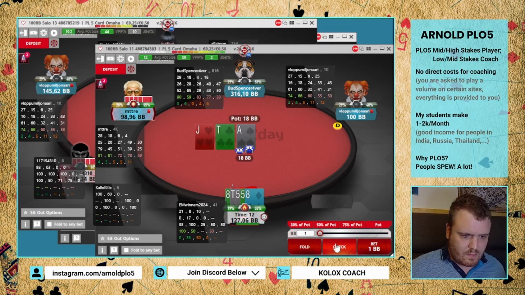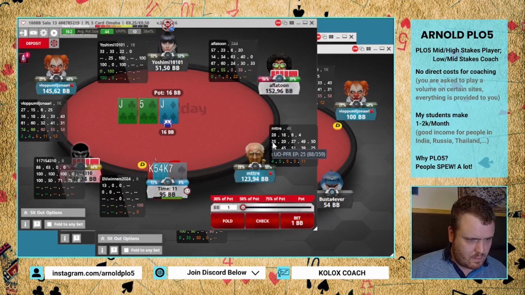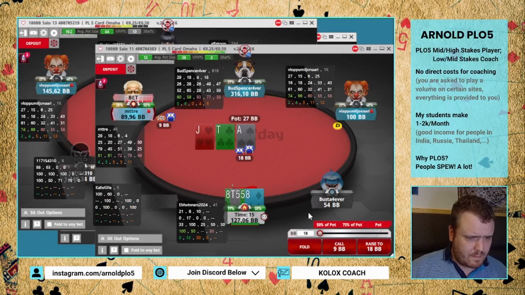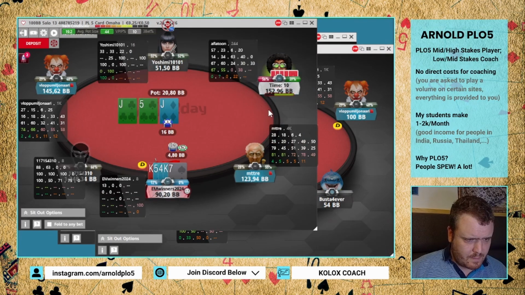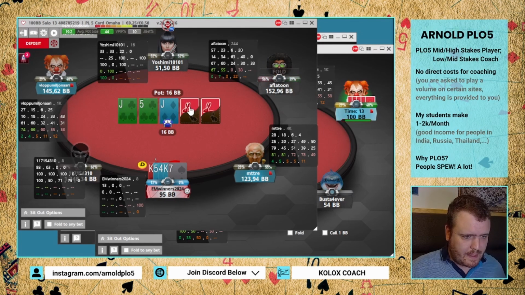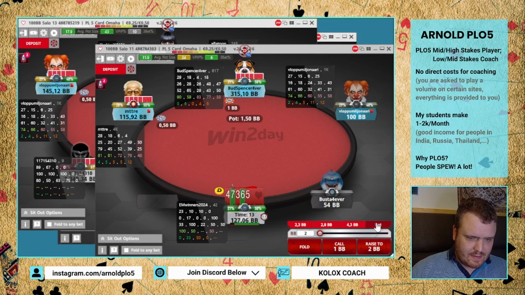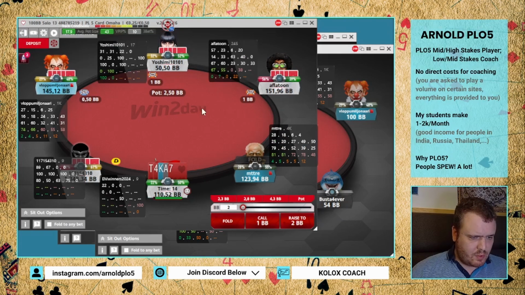So no reason to bet here. Some reason to bet here. Because, yeah, nice. One of the cards stays. 7, 6, 5, 4, 3. Perfect rundowns like these you should play.